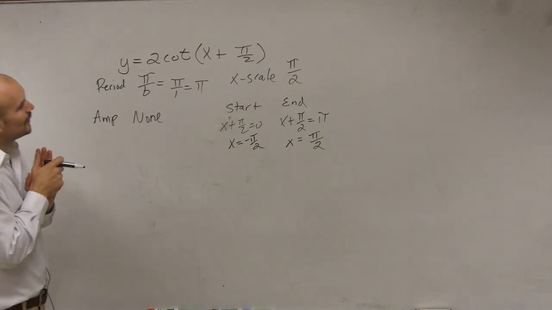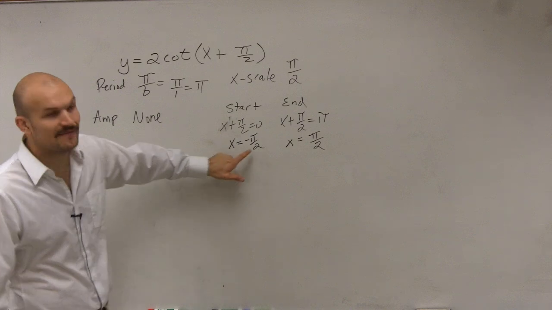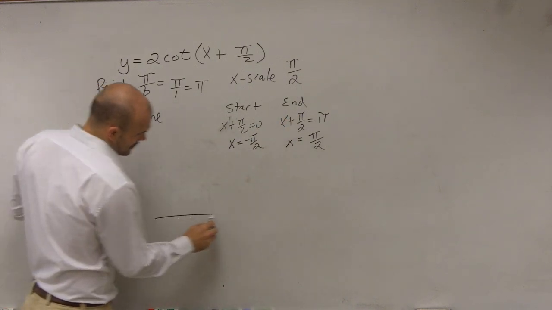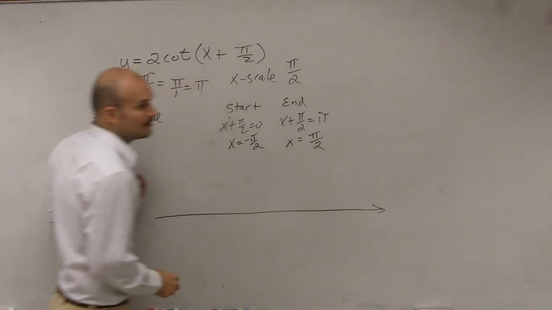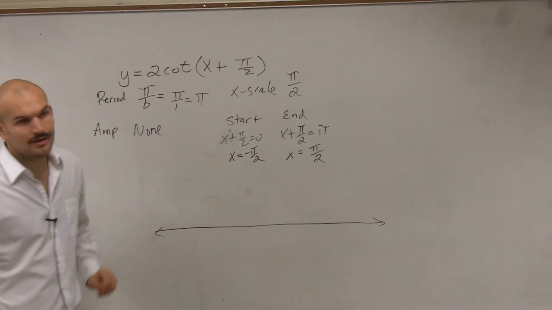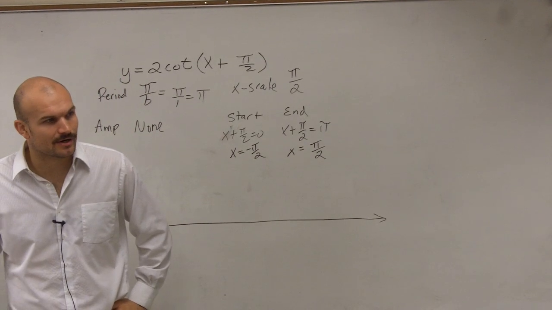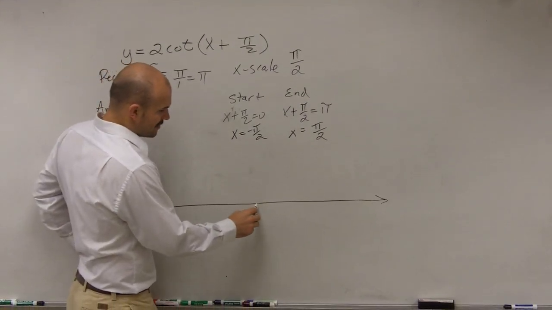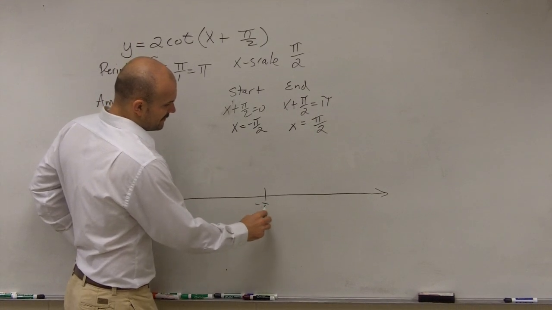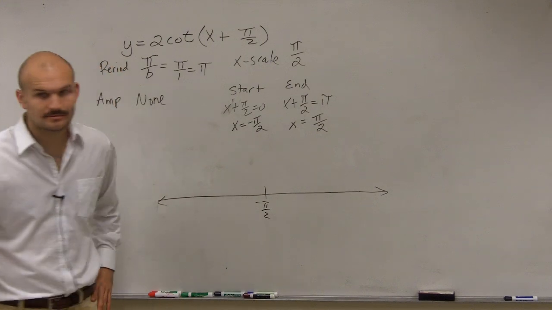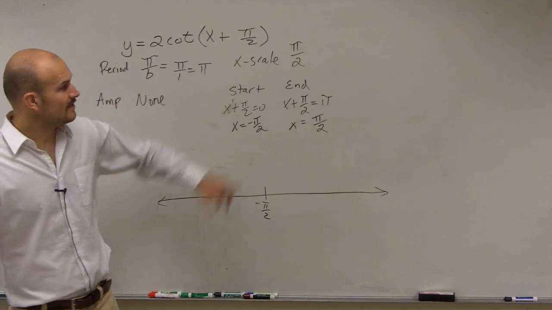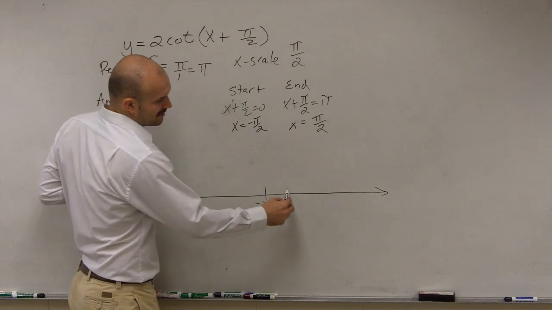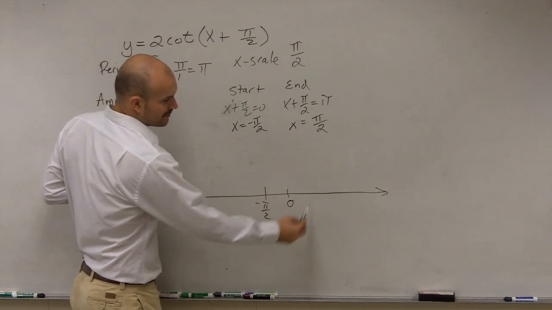OK, so now we have our start and our end. So ladies and gentlemen, to graph this, you're going to make your nice little x-axis. Then we click the point where it's going to start, negative pi halves. All right, that's your start. And then our x scale is pi halves. So that means negative pi halves plus pi halves is going to take me to 0.